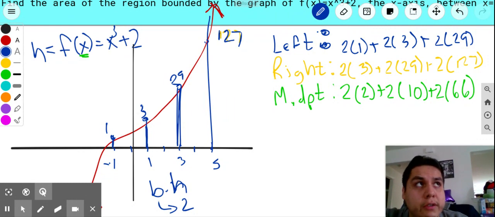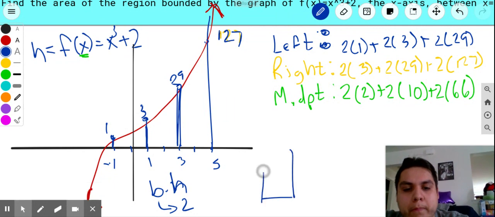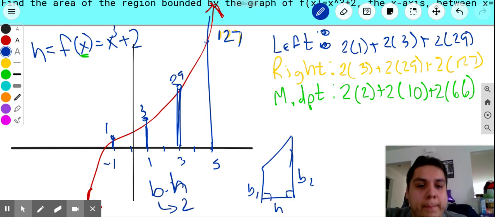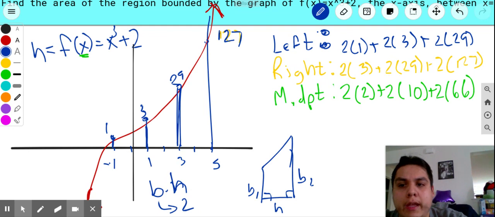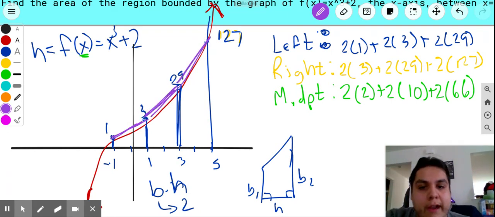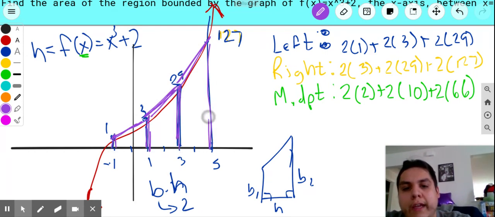So the trapezoid will look something like this. Right? So this will be our base 1, this will be our base 2, and now this will be the height. Okay? So let's use purple for it. I'm going to draw it out. That's one trapezoid. That's another trapezoid. And that's my last trapezoid. So one trapezoid here, one trapezoid there, and then one last trapezoid here.